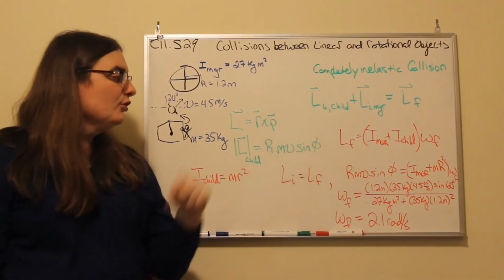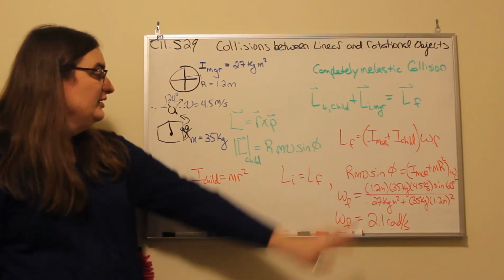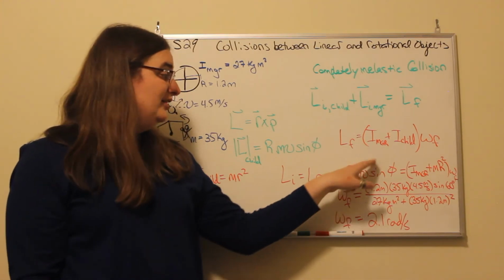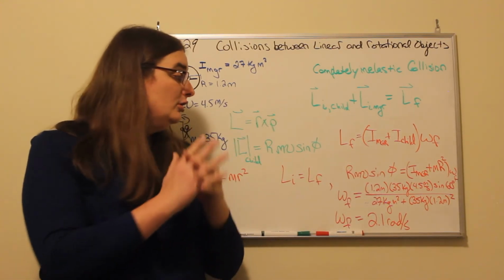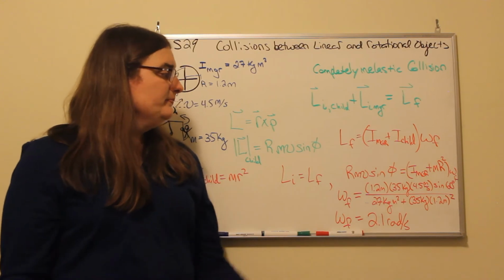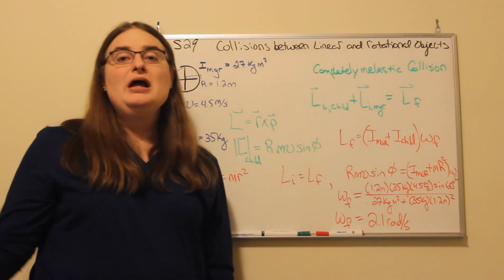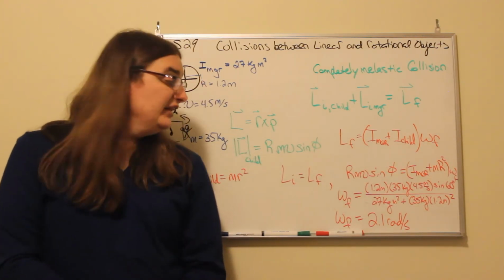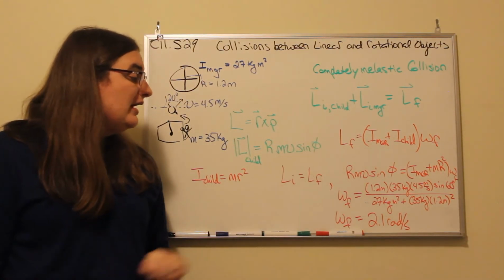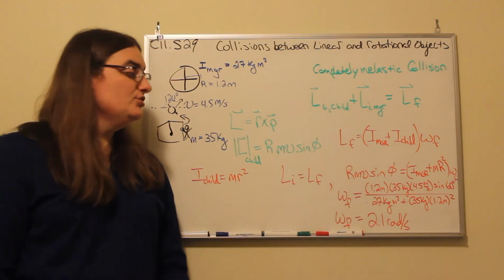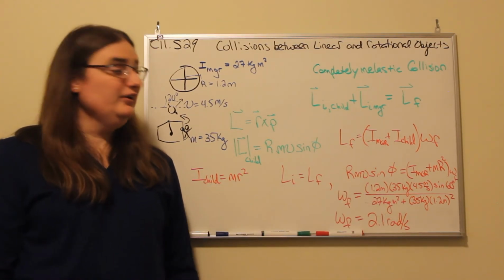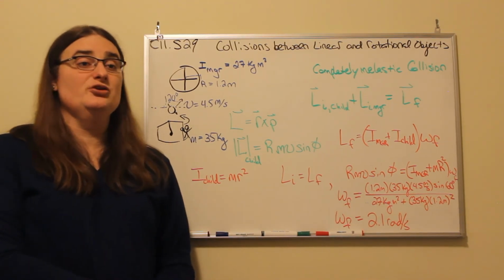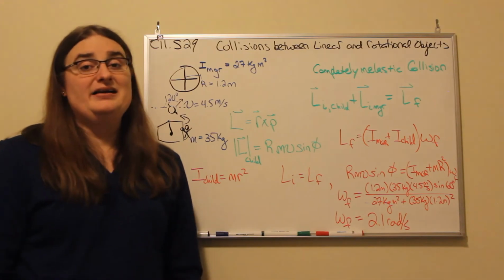So to solve for our final angular velocity, we would have the radius times the mass times the initial speed of the child times the sine of the angle between the radius and the momentum is going to equal my total angular inertia times my final angular velocity. So my final angular velocity is going to be 1.2 meters times 35 kilograms times 4.5 meters per second times the sine of 60 degrees divided by the inertia.